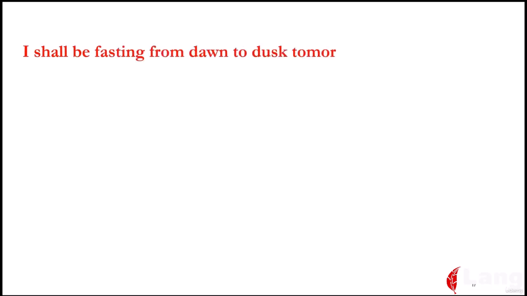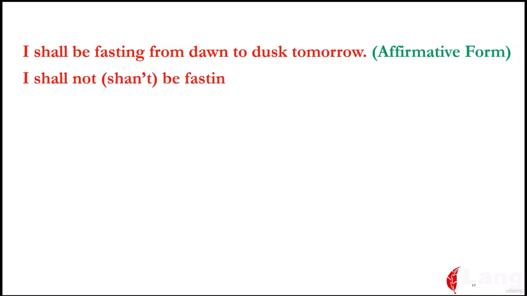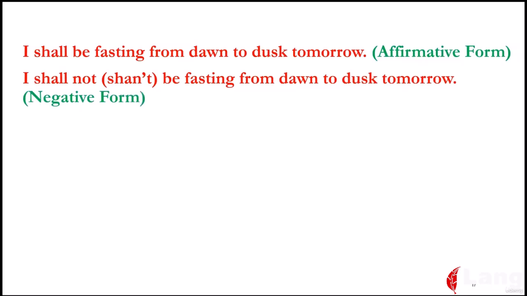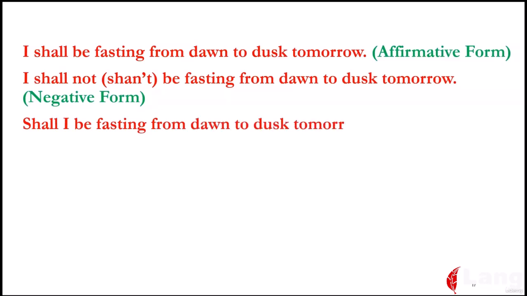Now here is another example. I shall be fasting from dawn to dusk tomorrow. This is the affirmative form. The negative form is I shall not be fasting from dawn to dusk tomorrow. We can use the contraction shan't instead of shall not. The interrogative form is shall I be fasting from dawn to dusk tomorrow?